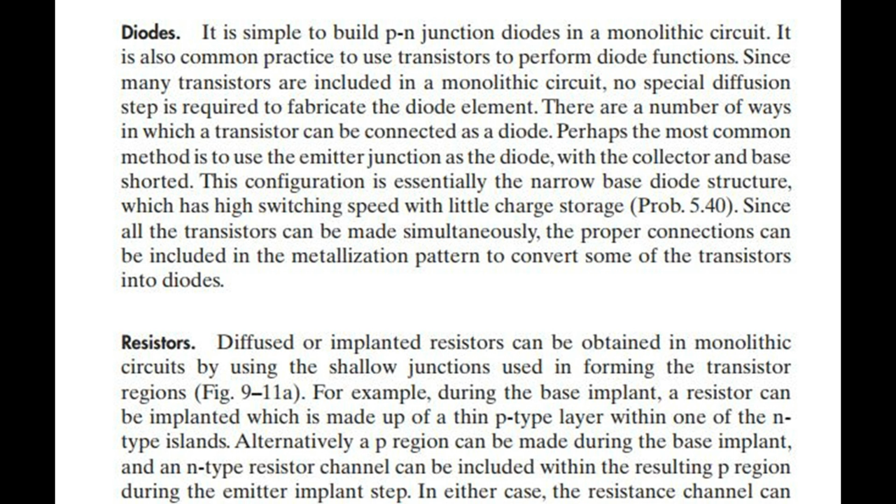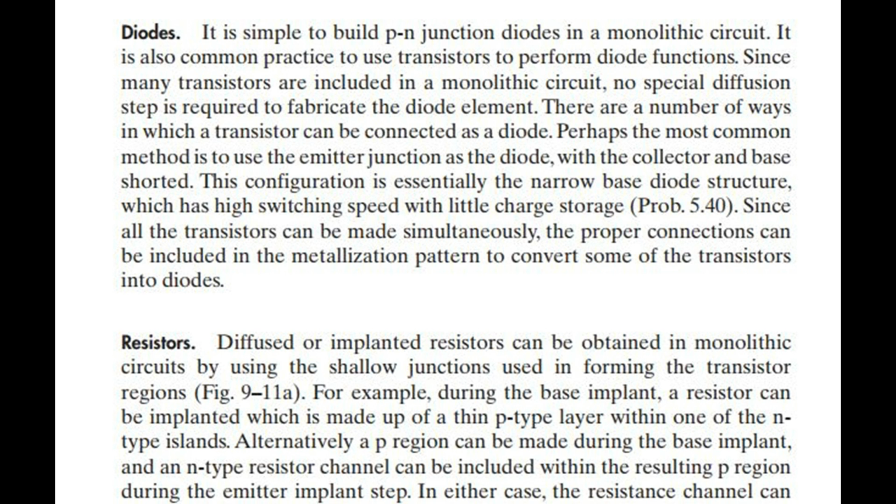It is simple to build p-n junction diodes in a monolithic circuit. It is also common practice to use transistors to perform diode functions. Since many transistors are included in a monolithic circuit, no special diffusion step is required to fabricate the diode element. There are a number of ways in which a transistor can be connected as a diode. Perhaps the most common method is to use the emitter junction as the diode, with the collector and base shorted.